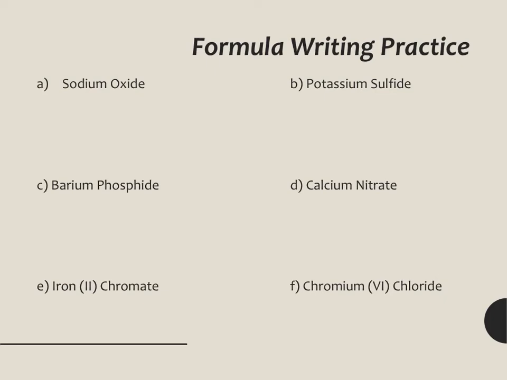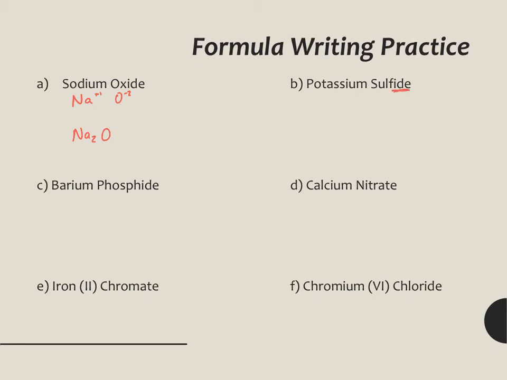So sodium oxide, we're going to use the binary method of criss-cross, because we're looking at an ionic compound. So sodium, +1. Oxygen, -2. Criss-cross them down to the bottom, Na2O. That's it.